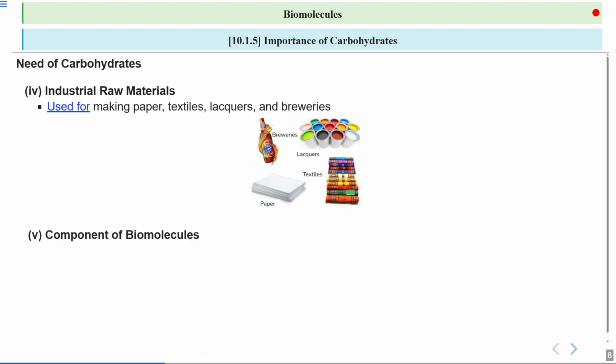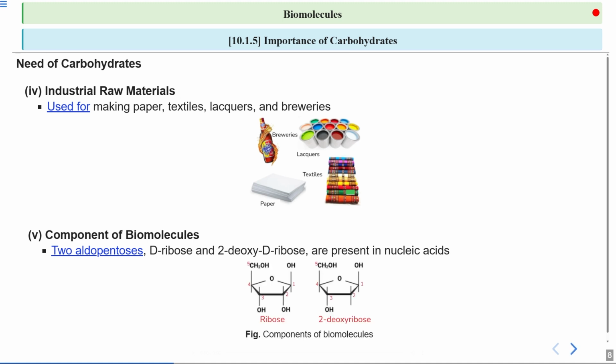Next, if we talk about the components of biomolecules, then specially we talk about two aldopentoses, D-ribose and 2-deoxy-D-ribose. They are found in nucleic acids. Okay, so nucleic acids can be like DNA and RNA. So if you see, this is the structure of ribose and this is the structure of 2-deoxyribose. Okay, so these are the components of biomolecules which are present in nucleic acids.